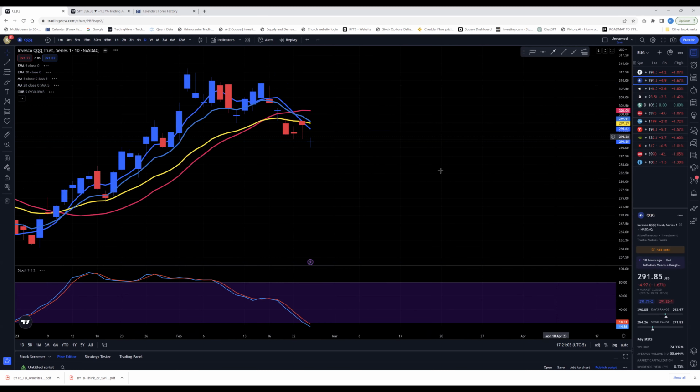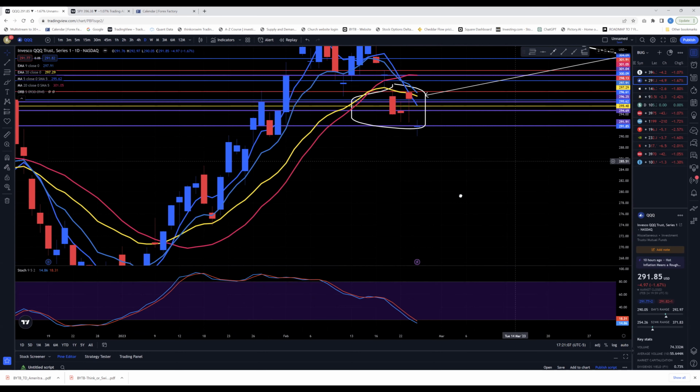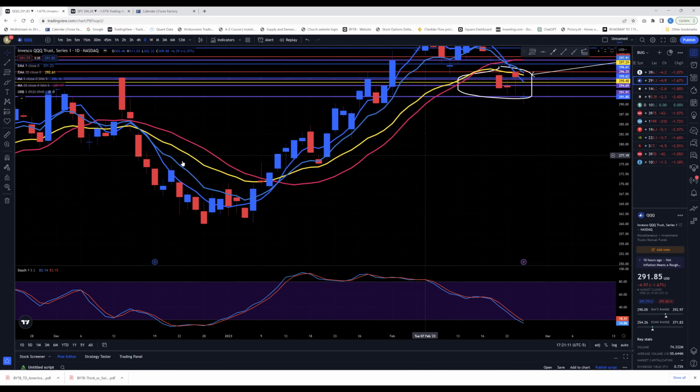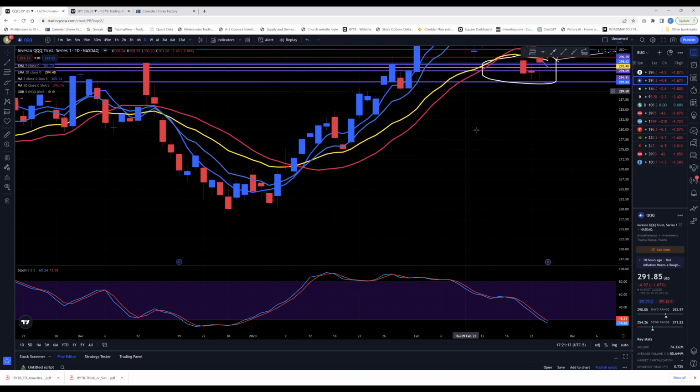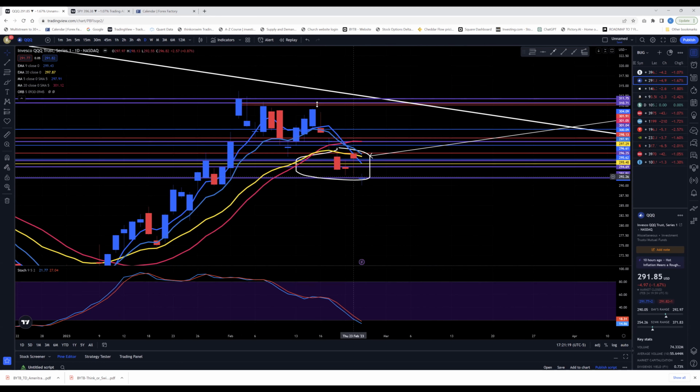So QQQ again, same thing. You got an area of consolidation for the most part here. We had the uptrend, we had the consolidation, we go in the uptrend, got the consolidation. Now we're breaking down. So again, I think you get the selling channel. I think this is going to pull back to right around that 296 area, 296, 297.